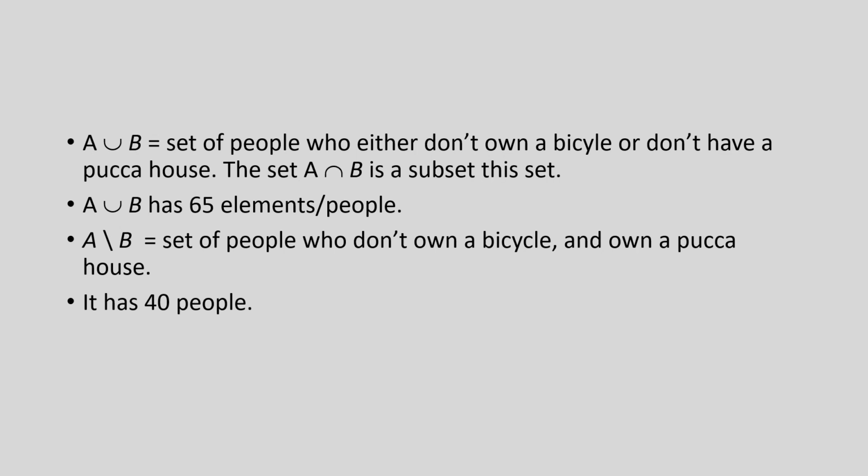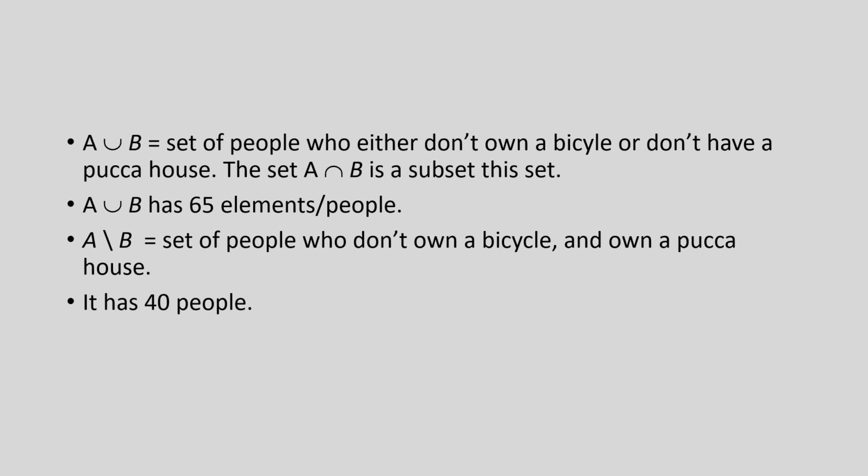What is A union B here? A union B is the set of people who either do not own a bicycle or do not have a pakka house. So, this consists of those people who satisfy at least one of these two criteria, A or B.